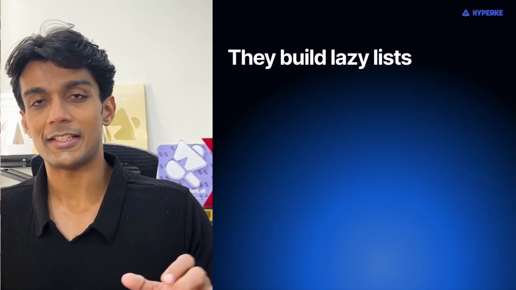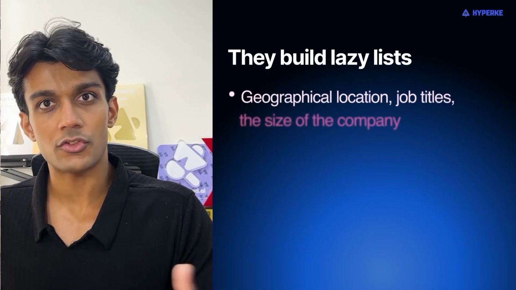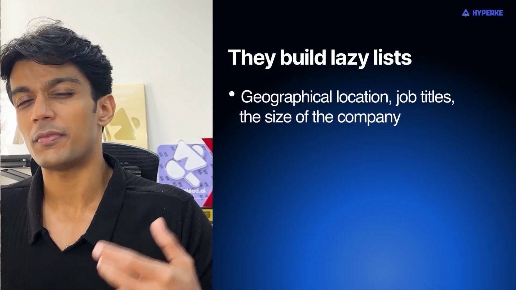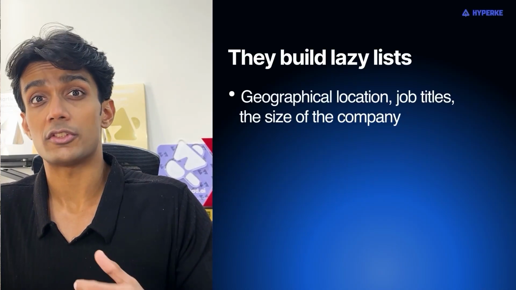Now, when it comes to list building, most people just use Apollo or ZoomInfo or Lusha or LinkedIn Sales Navigator as their starting point, and they build what I like to call lazy lists. They just go to the tool of their choice, throw in filters around geographical location, job titles, the size of the company, funding information, and that's it. And whatever they get out of it, they just start blasting emails to all of those people.